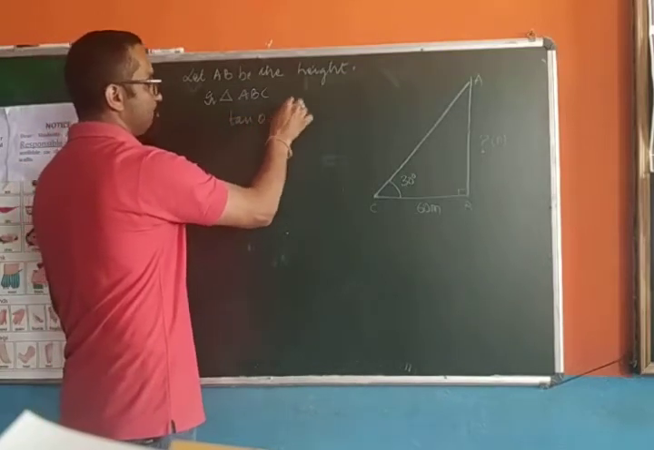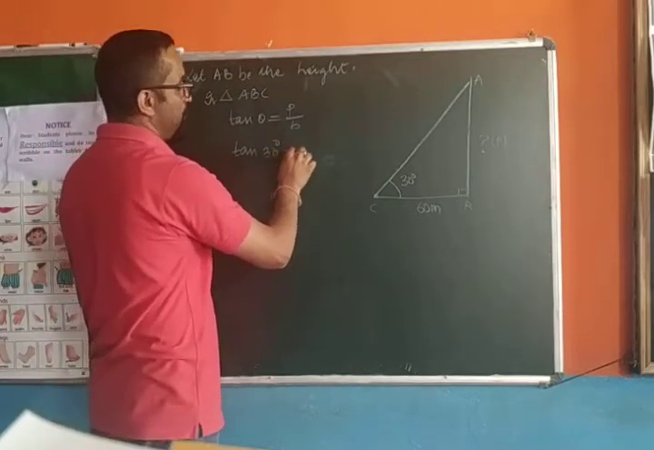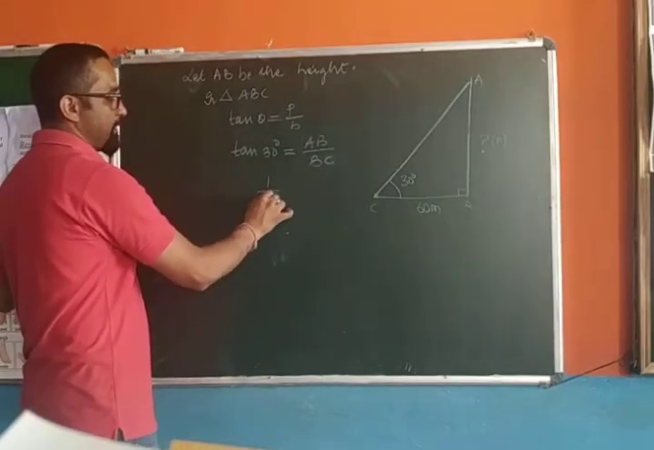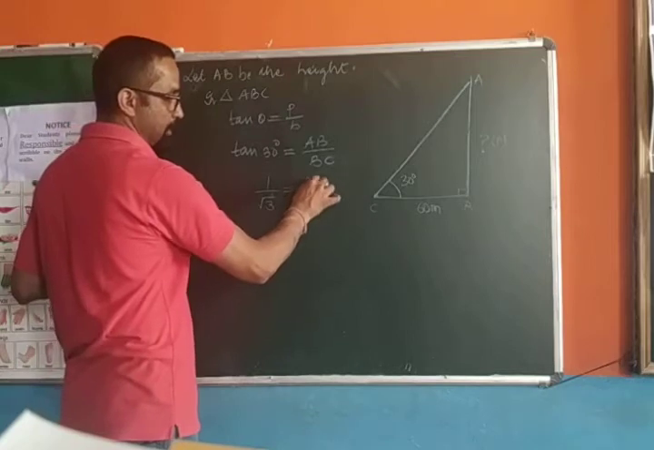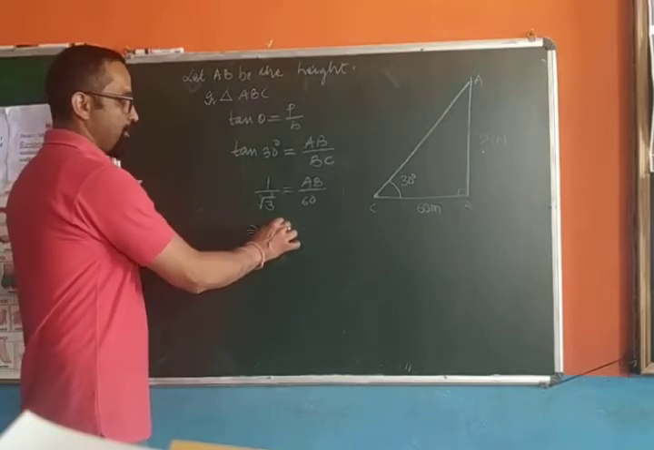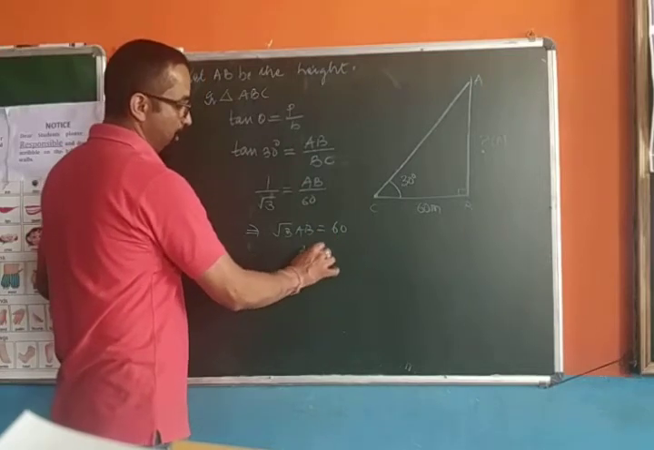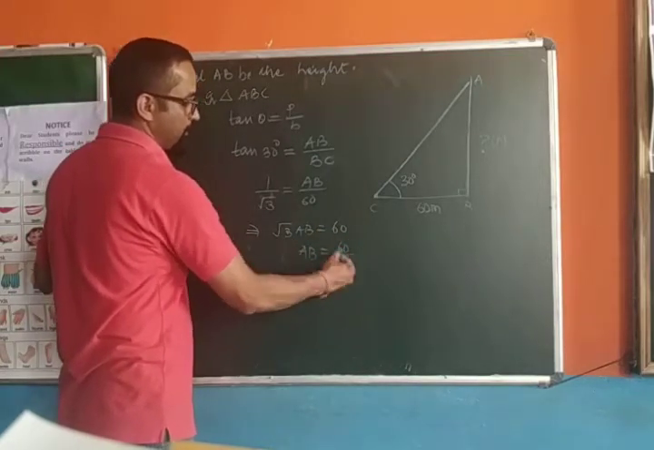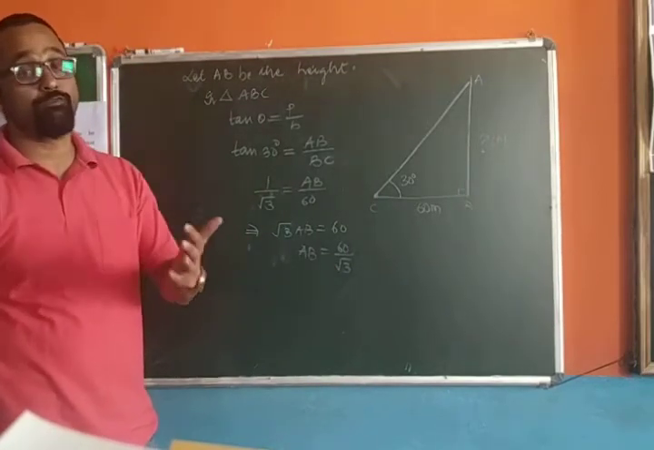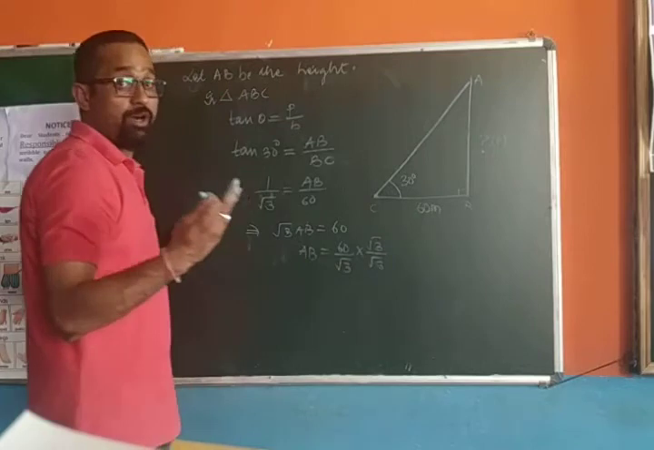Tan theta is equal to perpendicular upon base. Tan 30 degree, perpendicular is AB, base is BC. Tan 30 is 1 divided by √3 equal to AB divided by 60. Cross multiply to make AB the subject of the formula. √3 AB is equal to 60. AB equals 60 divided by √3. If you substitute the value of √3 here as 1.732, division will be difficult. So we rationalize it so that the calculation becomes easier.